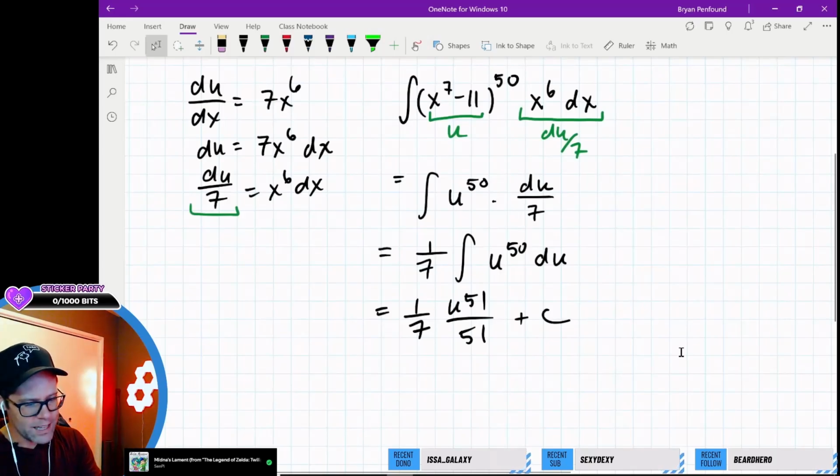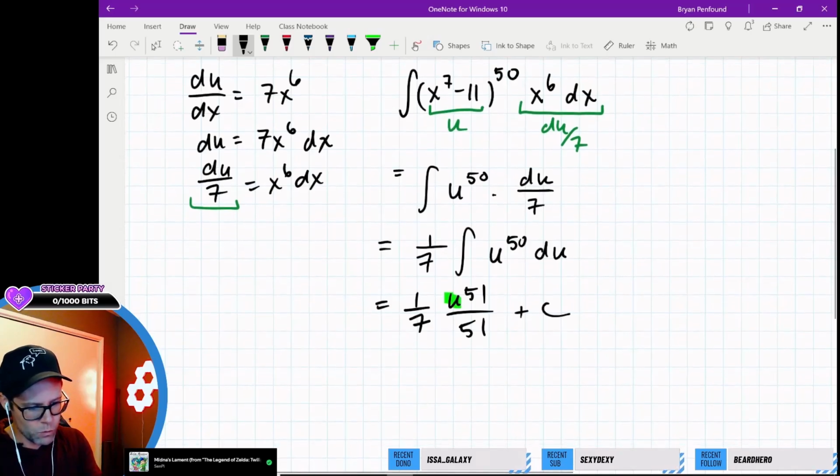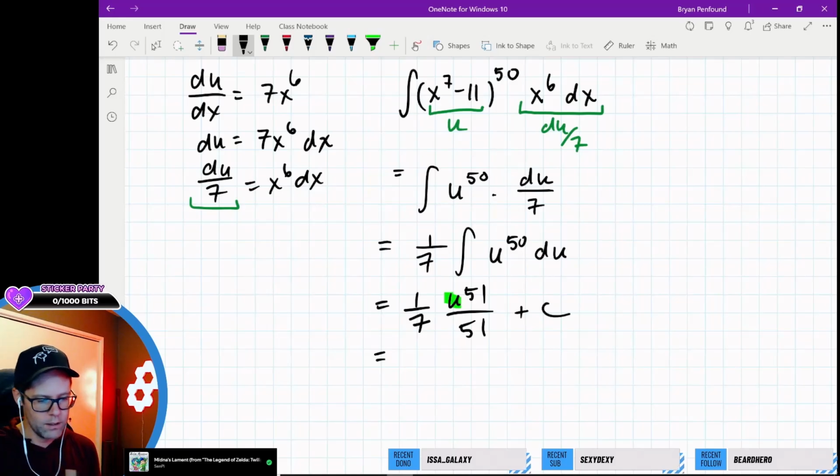And then to clean this up, the last thing we want to do is get u back in. So we would like to rewrite this as, what's 7 times 51? We can just multiply that out, right? 7 by 51 is 357.